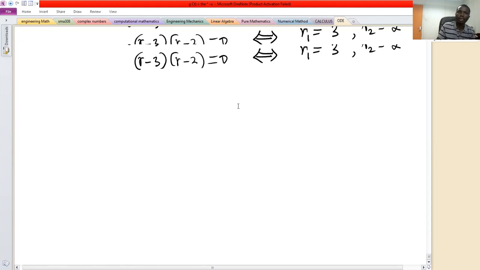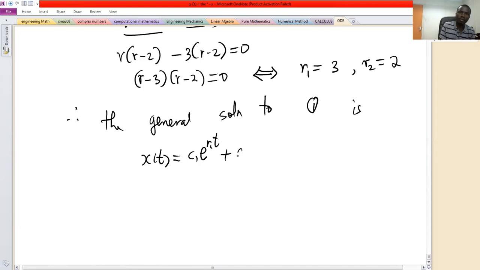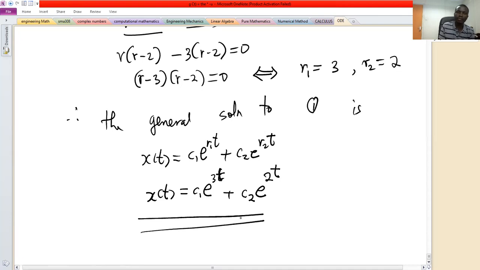So therefore the general solution to equation 1 is x of t equals c1 e raised power r1t plus c2 e raised power r2t, which will be x of t equals c1 e raised power 3t plus c2 e raised power 2t. So this becomes the general solution to that given differential equation.